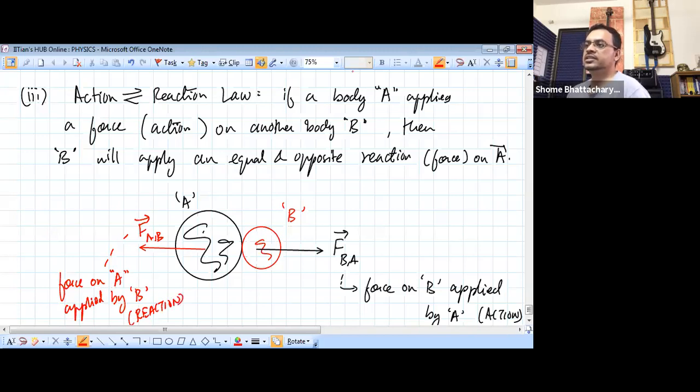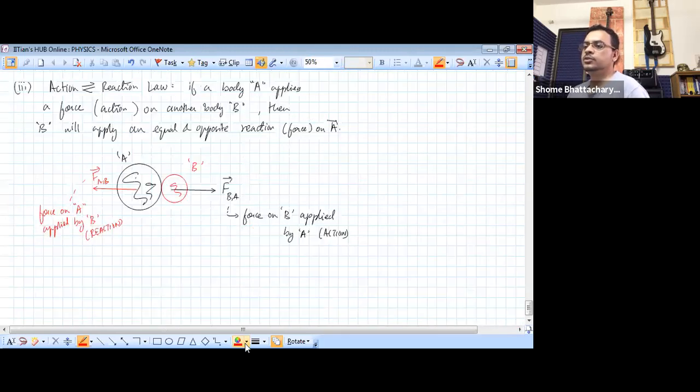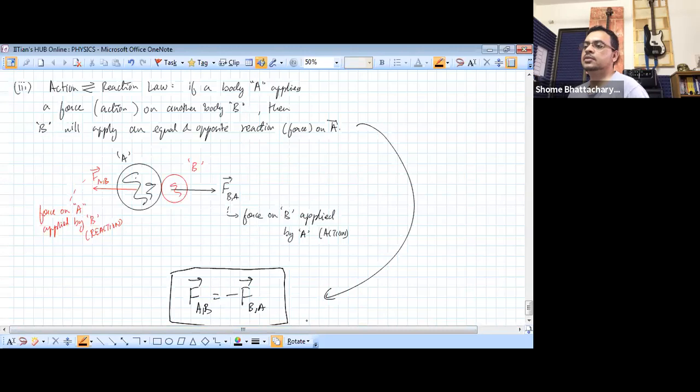So the statement of Newton's third law here will now become that the action is equal and opposite to the reaction. This whole statement can be written in one simple mathematical equation: the force on E because of B is minus the force on B because of E. This minus sign in between the two just shows you that the magnitudes are the same, but directions are opposite. Same magnitude, but opposite direction.